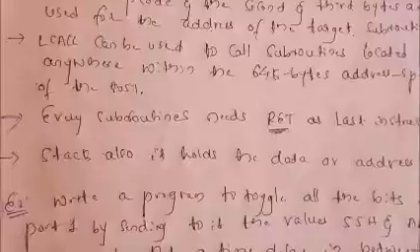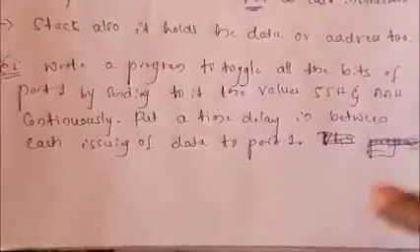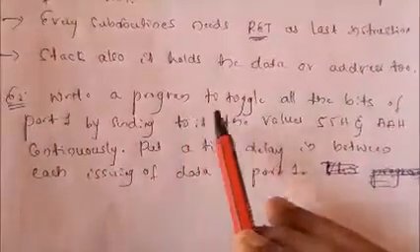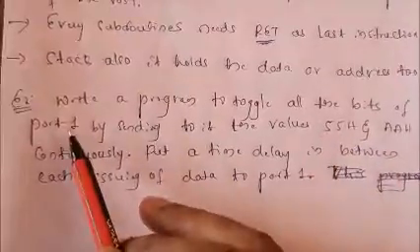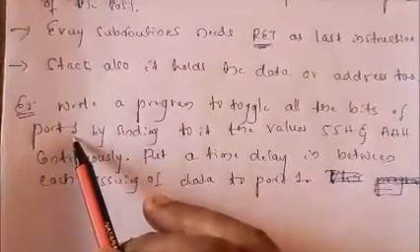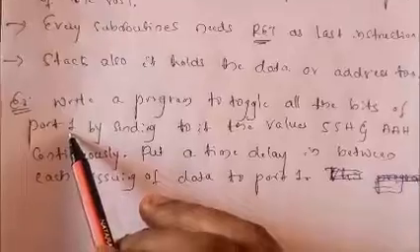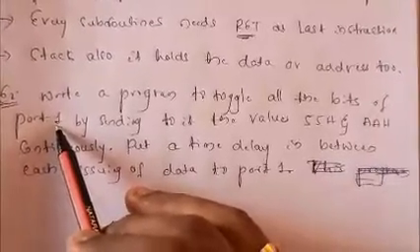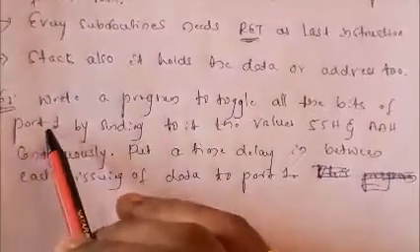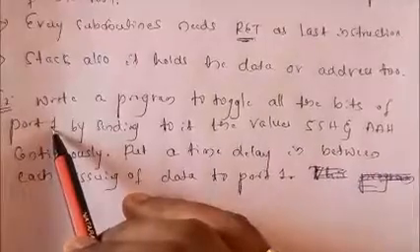Let us start. I have written one program example here. Write a program to toggle all the bits of port 1. You already know that port 1 has 8 bits, so you have to toggle all 8 pins.